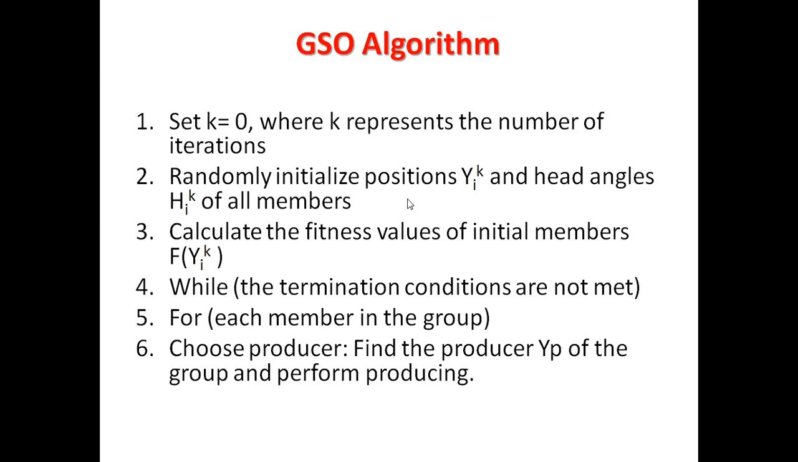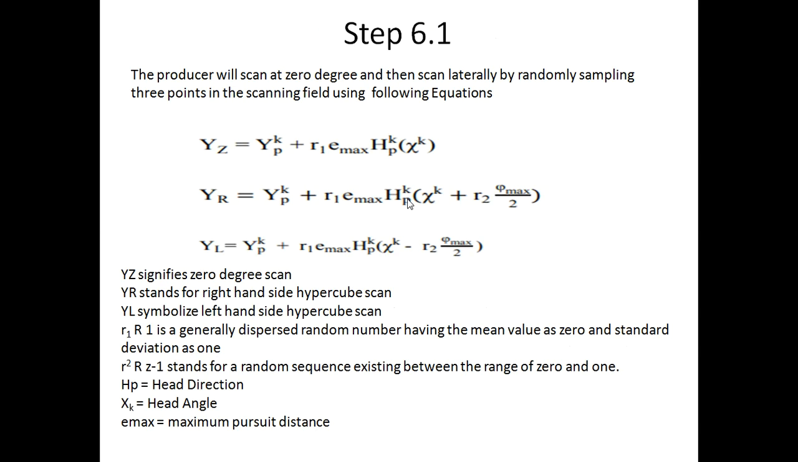And then for each member in the group, we will make a loop. Whenever we enter the for loop, the very first step is that we will choose the producer. We are representing the producer as YP, and it will perform the producing task, that is searching for food. Initially, the producer will scan at 0 degree and then scan laterally by randomly sampling 3 different points in the scanning field.